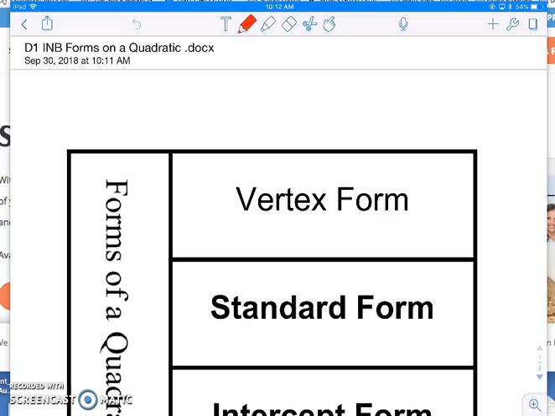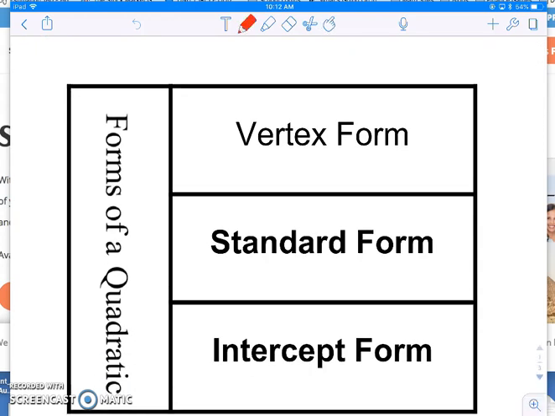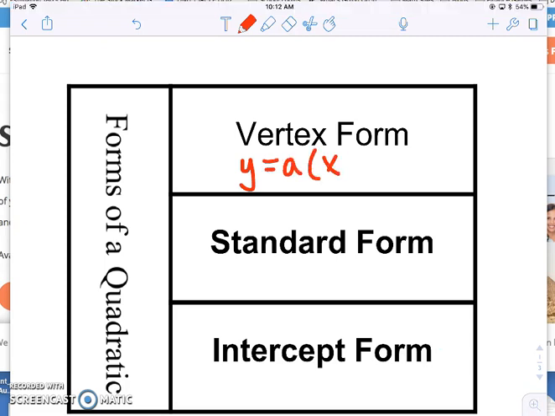So for the first day of the quadratics unit, we're going to start by talking about a couple different forms. The first one is vertex form. Vertex form is when our quadratic is in the form y equals a(x minus h) squared plus k. And we call it vertex form because it's easy to find the vertex, our h and k.